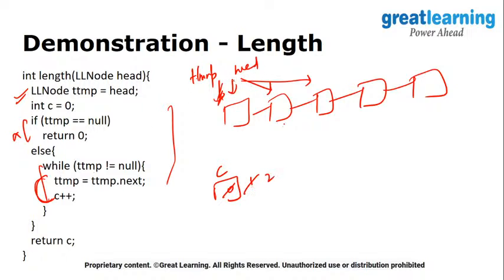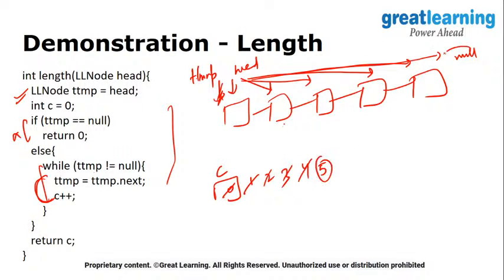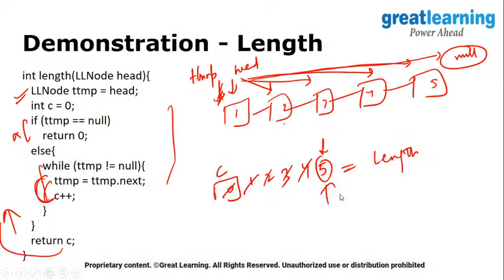Again, is temp null? No, it is pointing to this node. Point it to the next node and increment your counter. Again, is temp null? No, it is not. Point it to the next node, which means you are pointing it to null, and increment your counter. It makes it 5. Now temp is null, and at that time you won't increment the counter, and you return the counter, which is the length. How many nodes are there? 1, 2, 3, 4, 5. So you return the length, that is 5. Okay, cool.